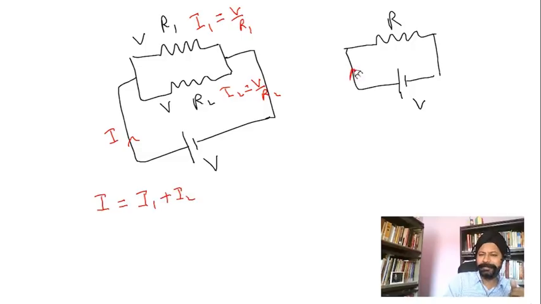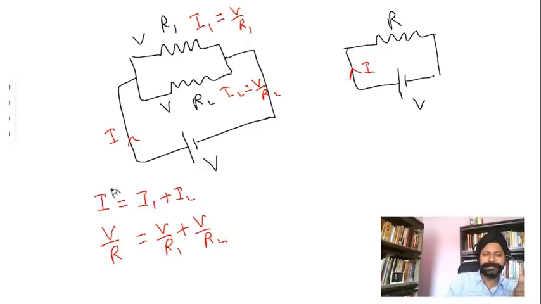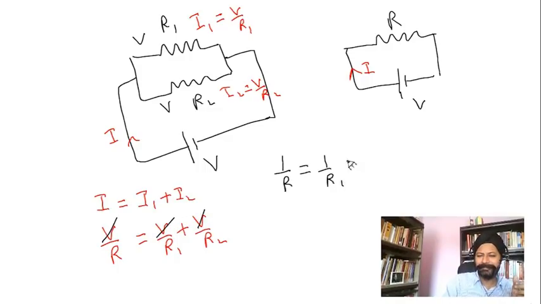Okay, that same current I is what I need here. So I need the current I, so I need V by R here, is equal to V by R1 plus V by R2. No memorizing please, just try to understand the pattern here. So my equivalent resistance will come from 1 by R1 plus 1 by R2.